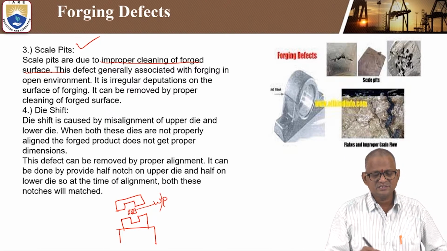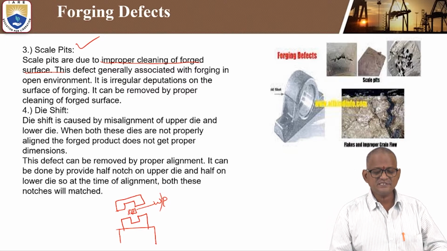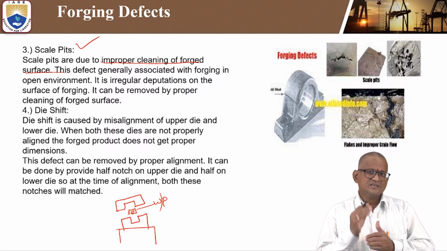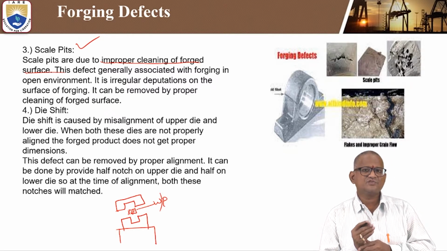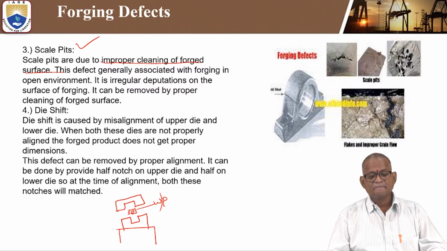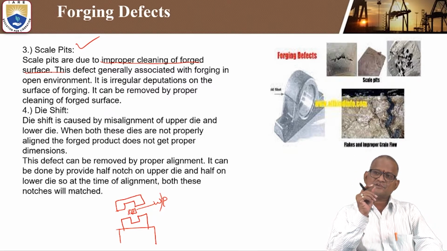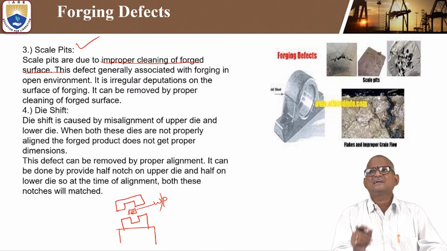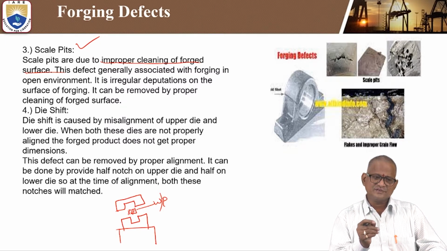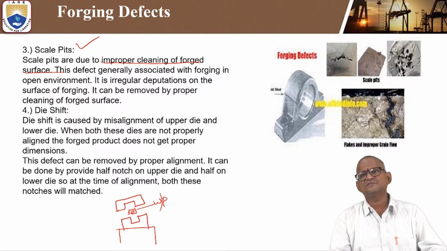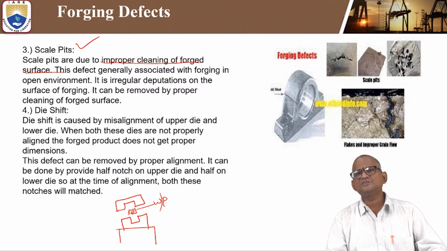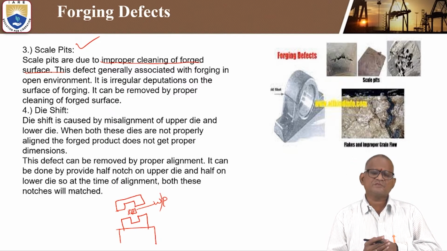Okay, so this is what scale pits are about. Scale pits are due to improper cleaning of the forged surface. This defect is generally associated with forging in an open environment. That is what I have been explaining. Scale pits are caused by corrosion and some dust. If you keep iron separately, rusting can also occur. So you will want to eliminate this type of defect.